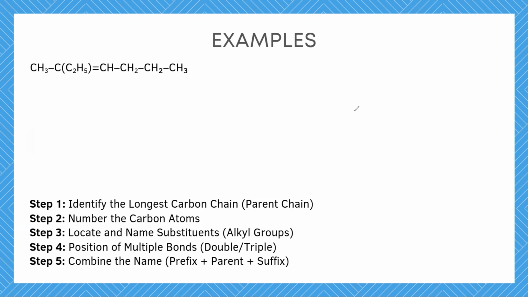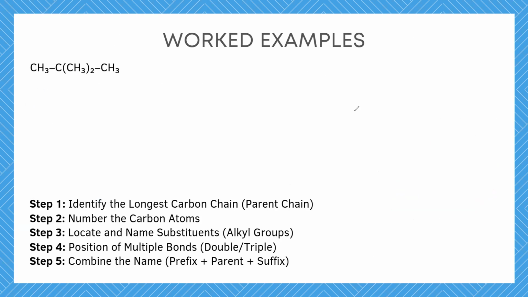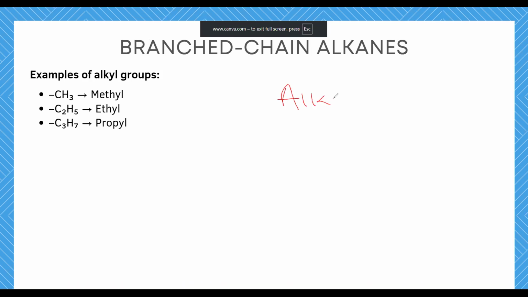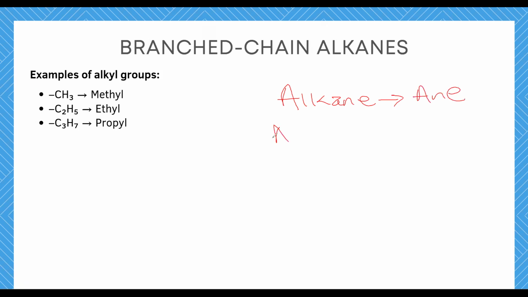Yes, what's your question? You said the suffix for alkenes is ene, sir. Yes, for alkenes it is E-N-E. I've forgotten what alkenes are. Alkanes is A-N-E. Then for alkenes, E-N-E. Can you see the difference? Yes, sir. Are you clear now? Okay. Yes, sir.